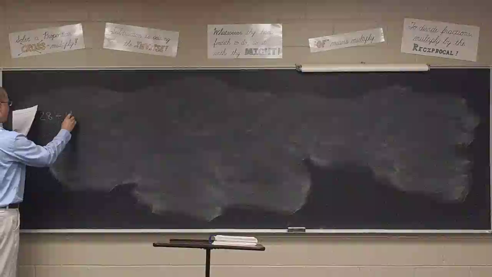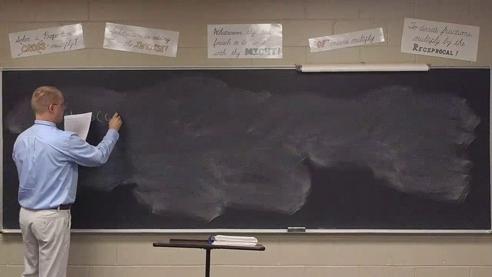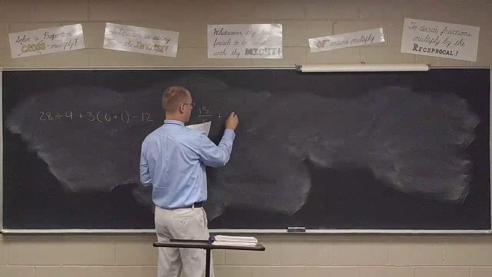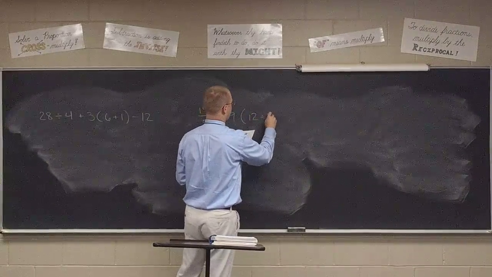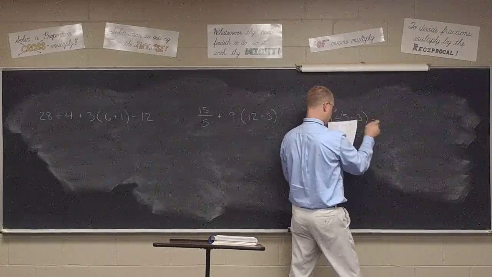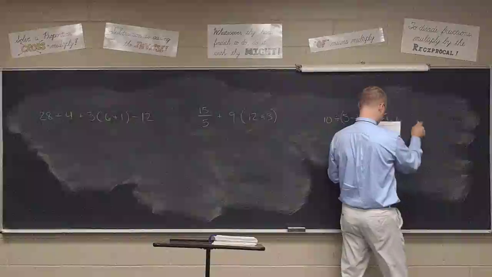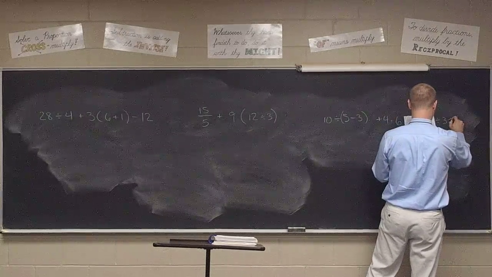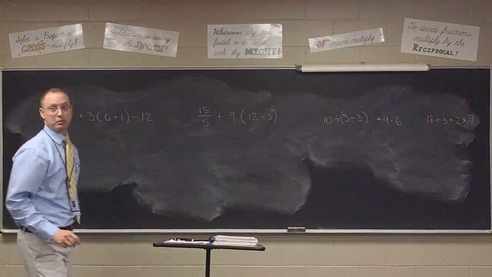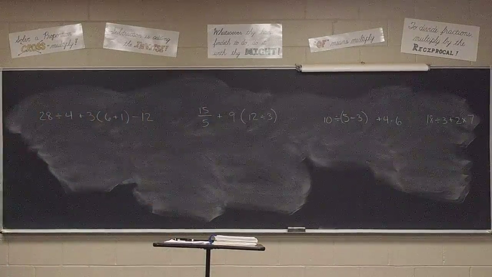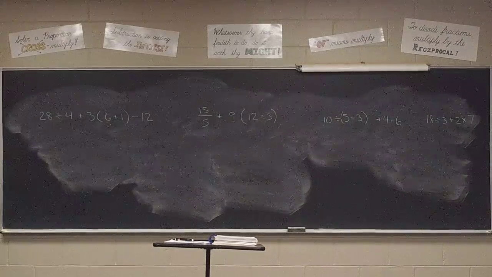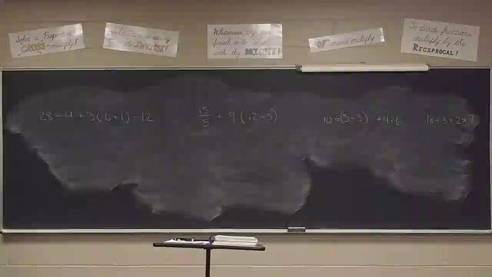28 divided by 4 plus 3 times the quantity 6 plus 1, negative 12. Copy that one down, and then copy down these others as well. Give you 4 short homework problems, solving using order of operations. We'll take a look at these tomorrow as we continue our exam review.